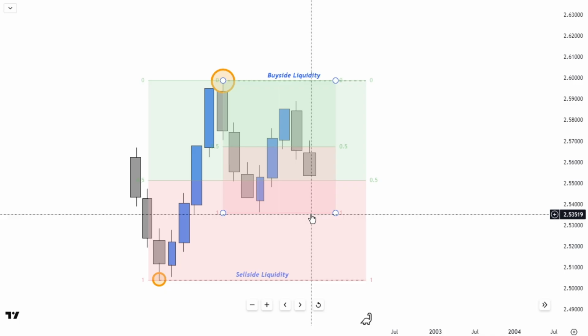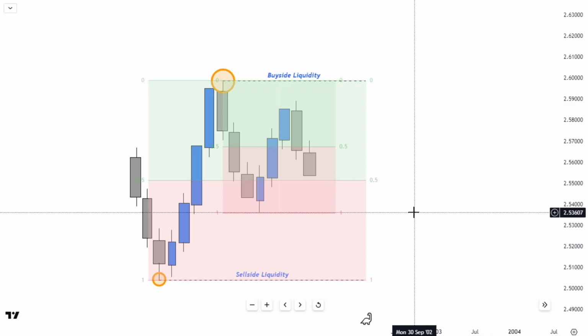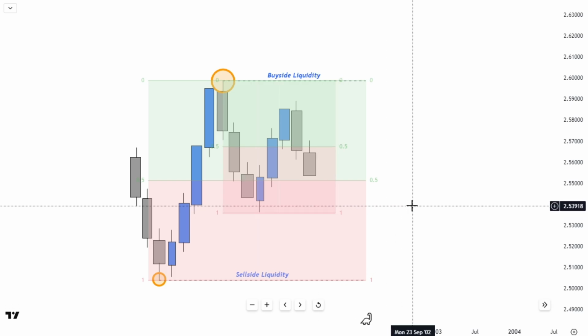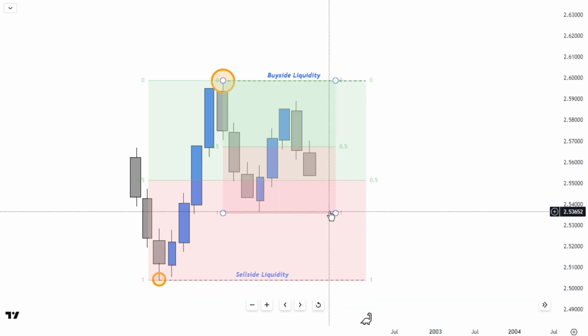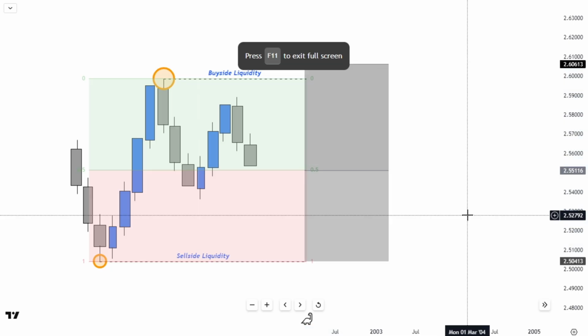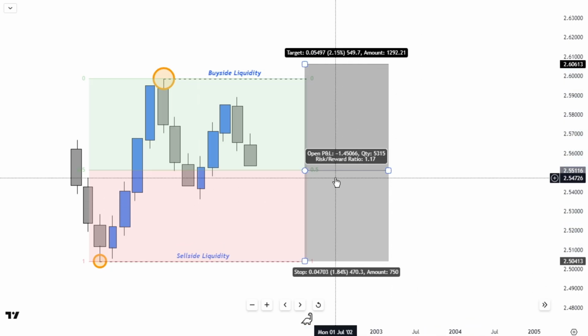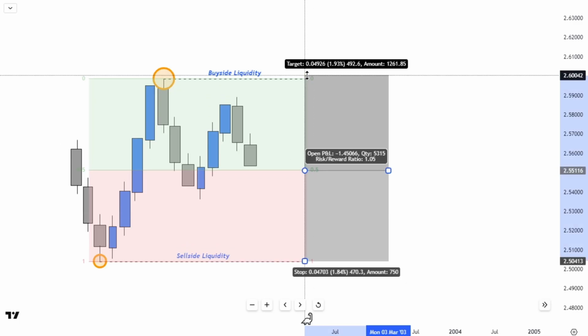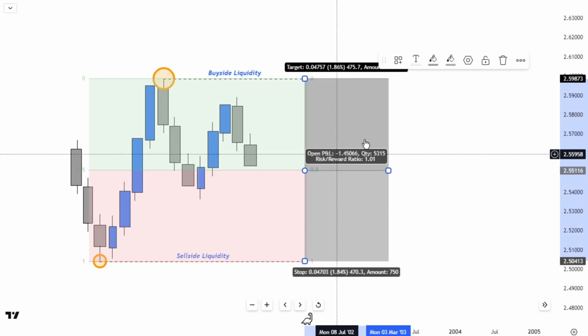But before that, let me explain why we even bother identifying discount and premium zones. The answer to that is simple: risk to reward optimization. Let's say you take a long entry right at the midpoint of the range with your stop loss below the low and your target at the high. That's basically a one-to-one setup.